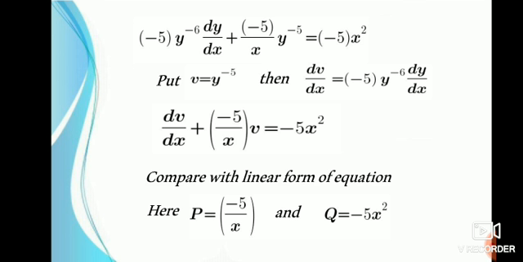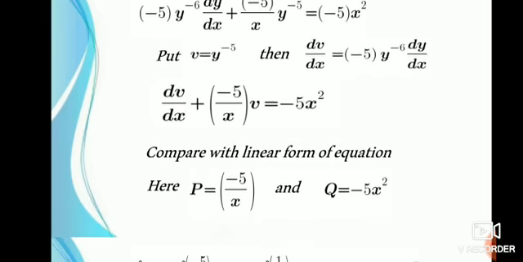Put v equals y raised to minus 5, then dv by dx equals minus 5 y raised to minus 6 dy by dx. This value put in the above equation, then the equation becomes dv by dx plus minus 5 by x into v equals minus 5 x square. Compare this equation with the linear form of the equation. Therefore, here p equals minus 5 by x and q equals minus 5 x square.